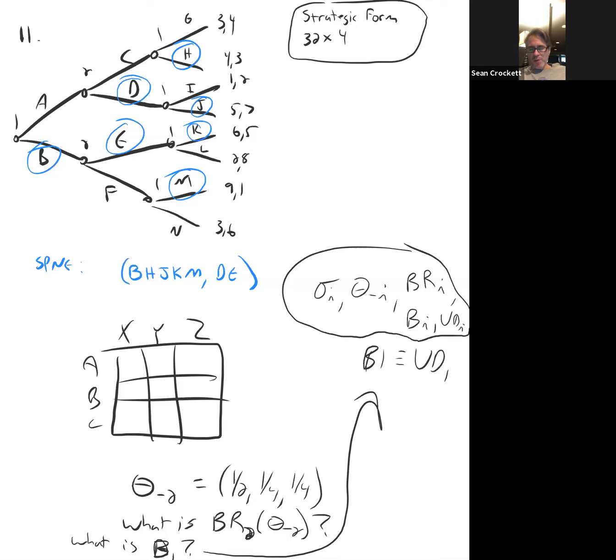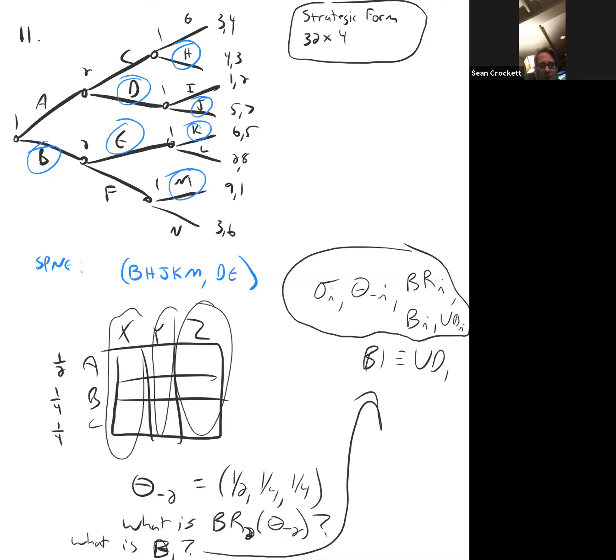Or the question below: if theta minus 2 is equal to 1/2, 1/4, 1/4, what is the best response of player 2? That's the belief of player 2 about player 1. Player 2 thinks player 1 is doing this. Given that he believes player 1 is doing that, you can calculate the expected utility of X, the utility of Y, the utility of Z. Just weight each of those by the probabilities, and then pick the one that's biggest, right? Or the 2 or the 3 if there are ties, okay?